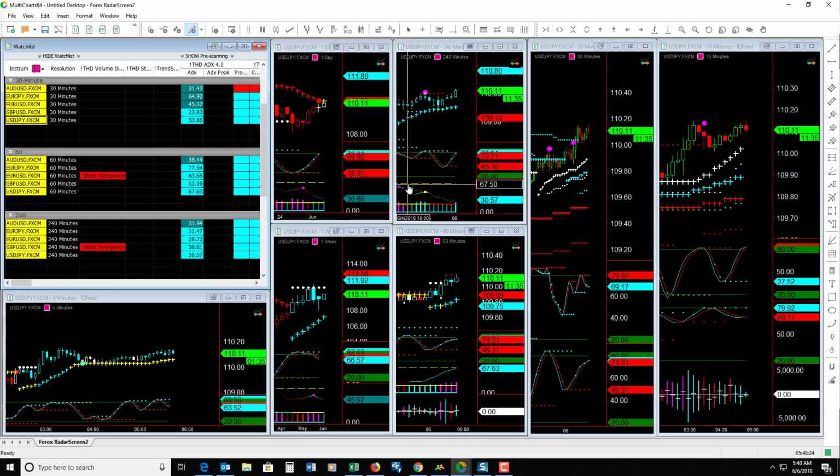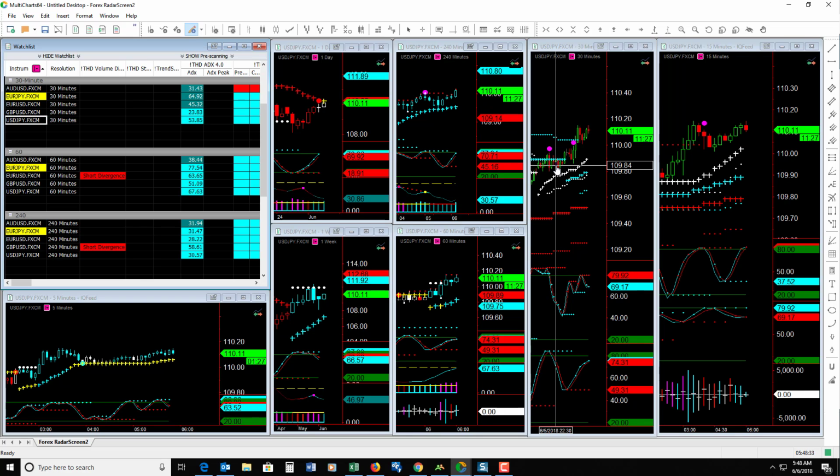When I do turn them back on, I want to try to get them on the 15-minute, especially during the U.S. session, because the U.S. session typically moves more than London or Asia. And I'll post when I turn the signals back on, but I need to see these markets are dedicated in a direction before I actually turn them back on.